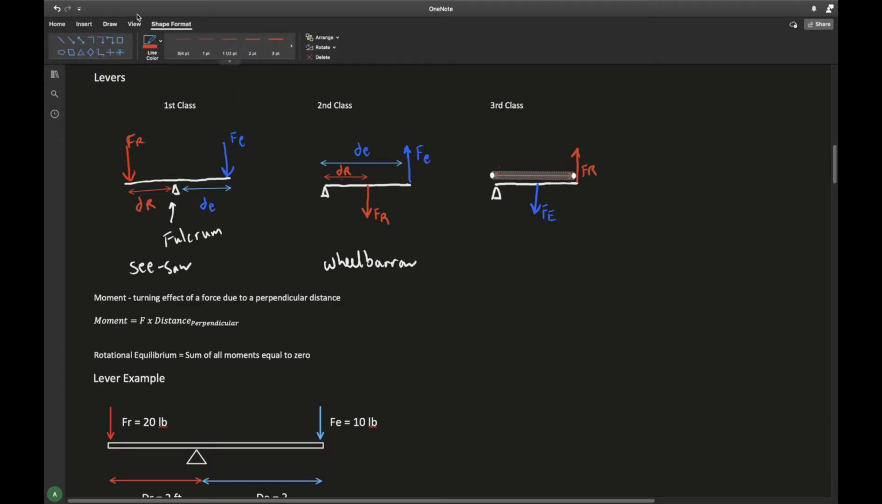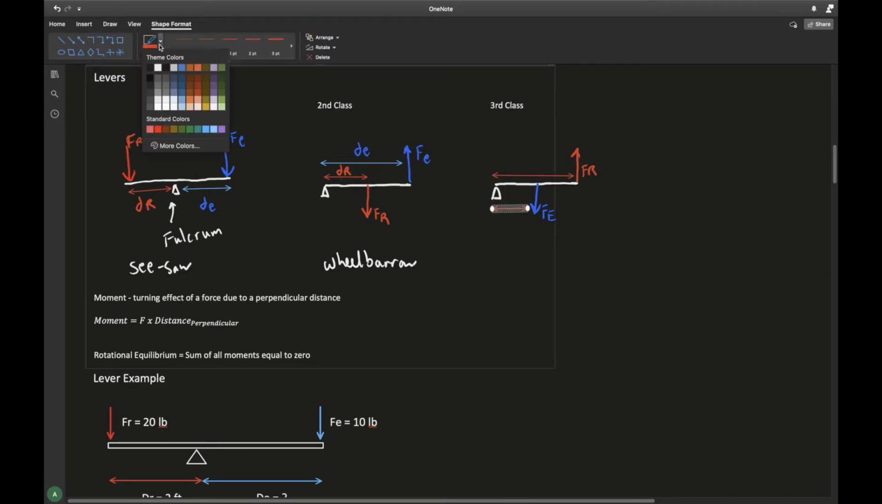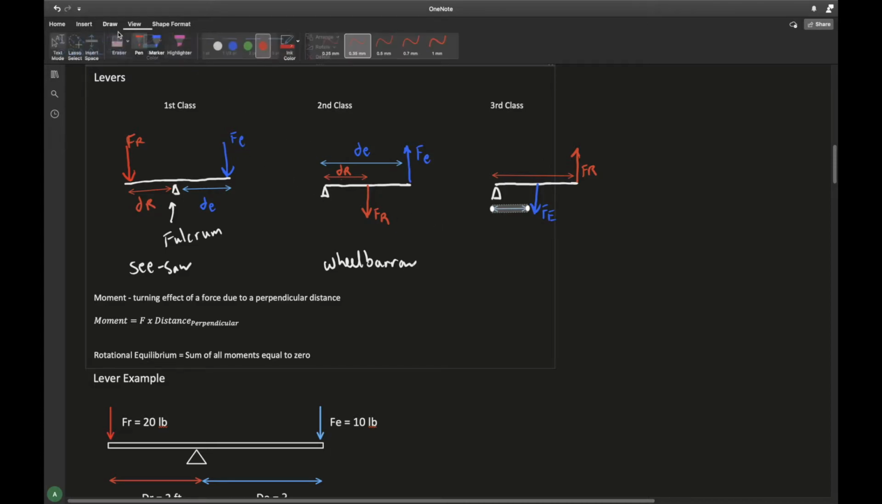Like so. And I believe I'll draw this next one underneath right here. Doesn't matter necessarily where we draw it as long as we can see it. And we'll label these with DE over DR.